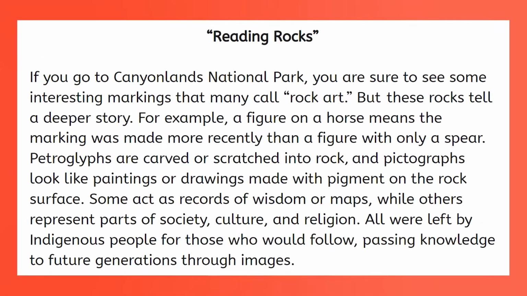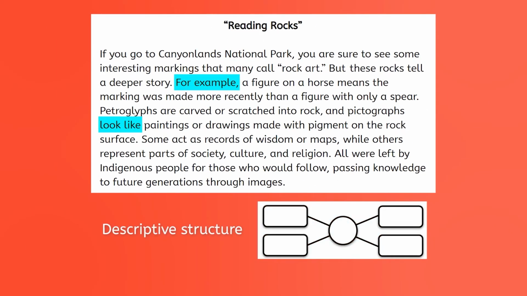Let's look at our text again. We know that the author's purpose is to explain or give information. What kind of structure are they using? I noticed some signal words that can help me identify the structure, like for example and look like. I think it's a descriptive structure, where the author describes petroglyphs and pictographs, giving us lots of information.